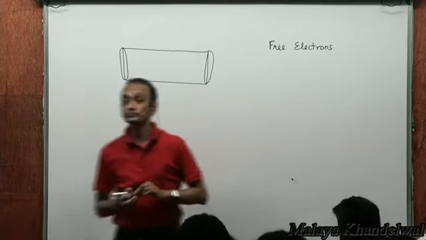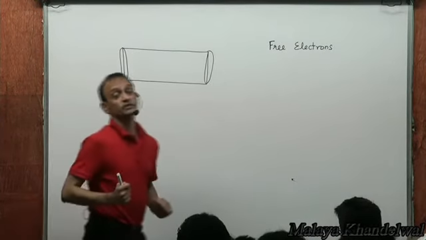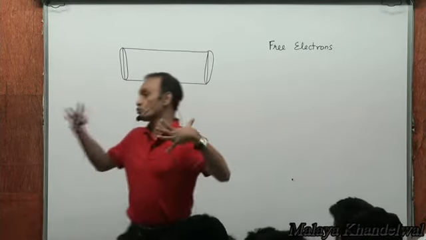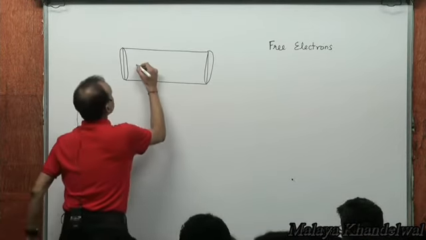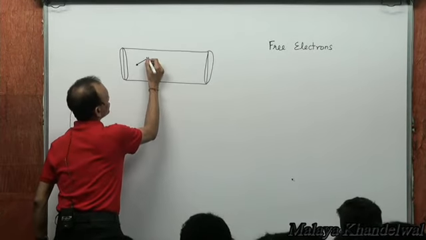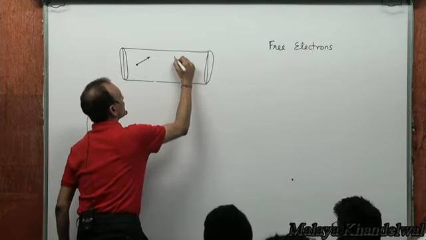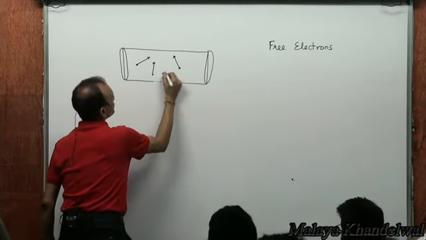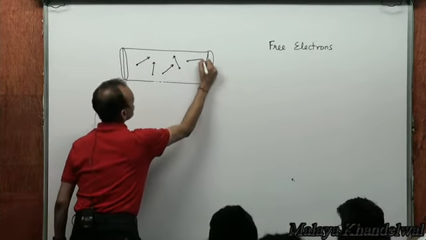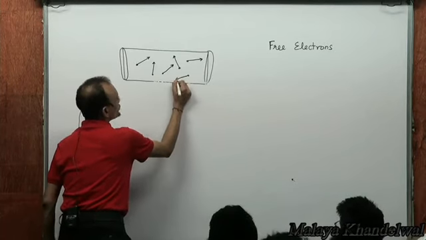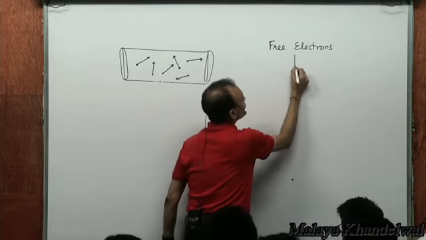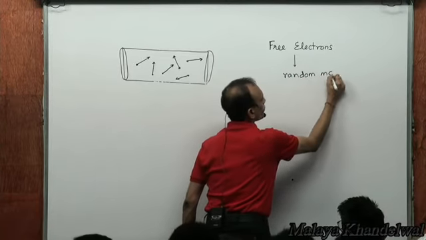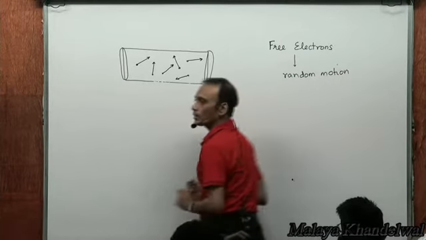Now, these free electrons are in a state of random motion. This is one free electron going this way. This is another free electron going this way. Another, and another, and so on and so forth. Yes or no? Free electrons in a state of random motion, right?